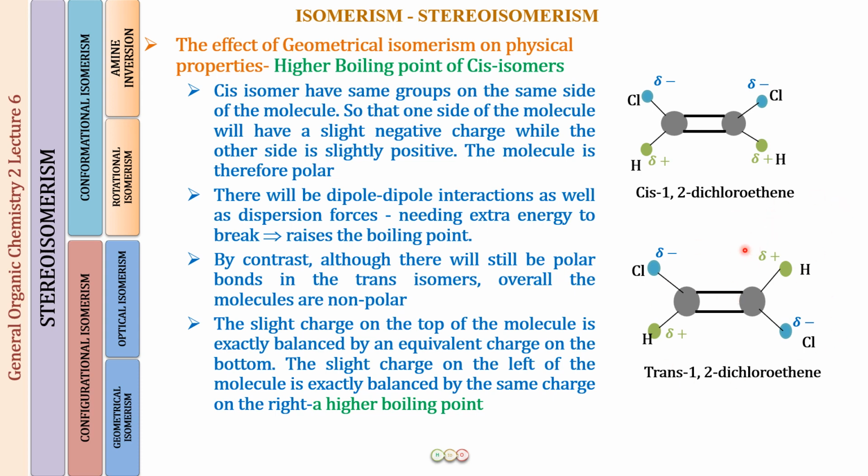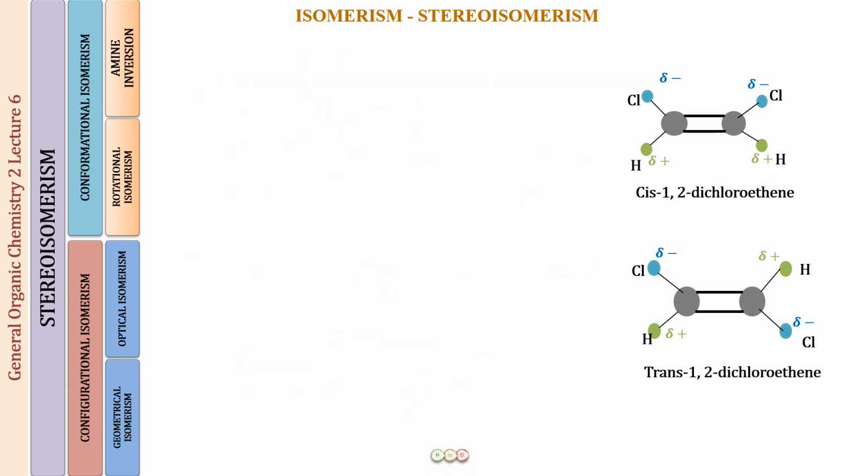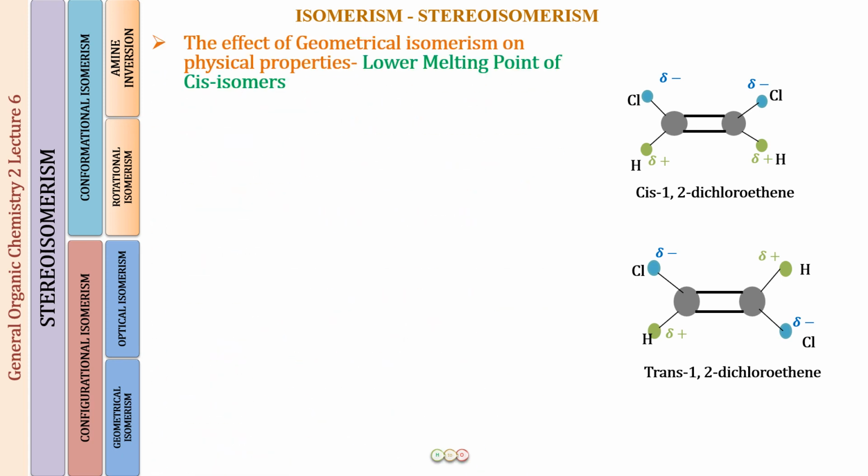Okay, and therefore we will be having a cis compound having a higher boiling point than the trans compound. Now with these two examples of cis 1,2 dichloroethene and trans 1,2 dichloroethene, let us understand why the melting points of cis isomers are lower than the trans isomers.